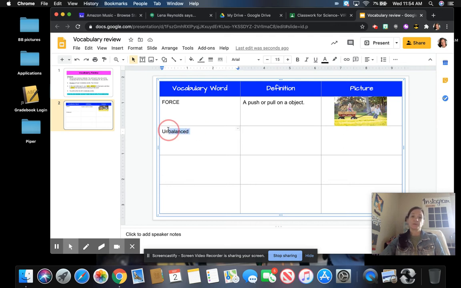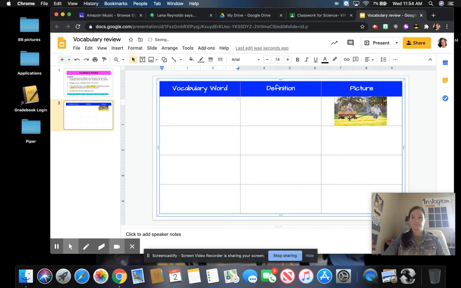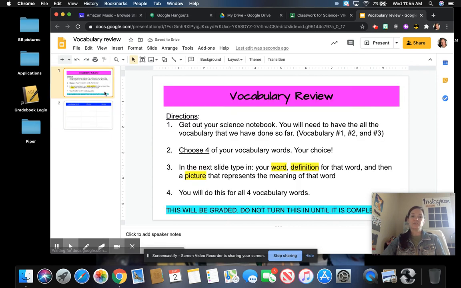So I'm going to go through and I'm going to delete these out of here because it is not going to be on yours. That was just an example. So hopefully you're watching these directions. All right. If you have any questions, remember, go to the waffle up on the top in Google Drive and go to the Google Hangout and you can type in a question to me.